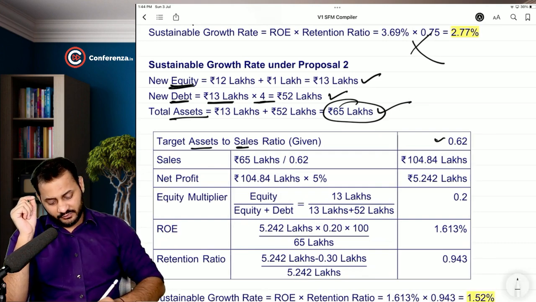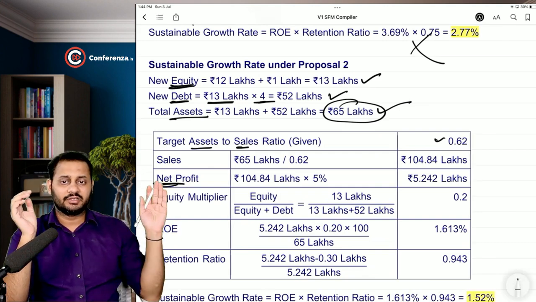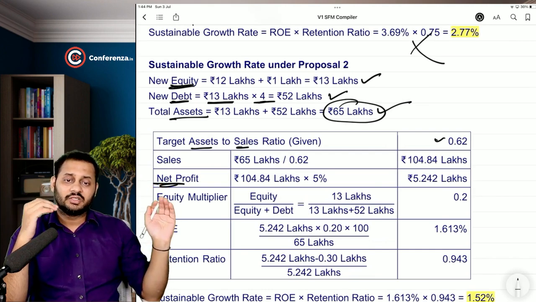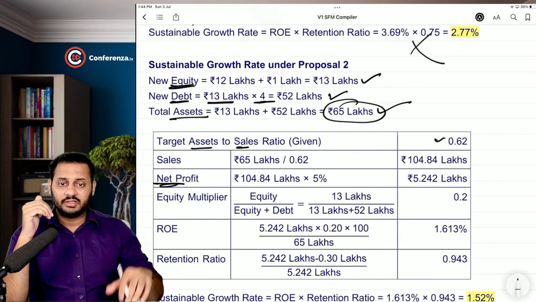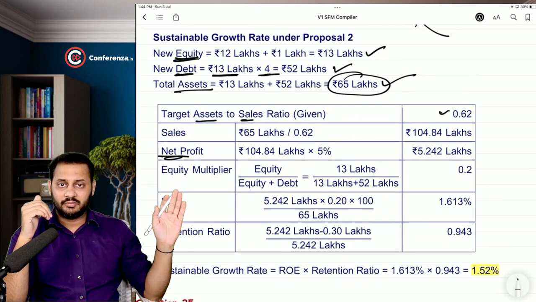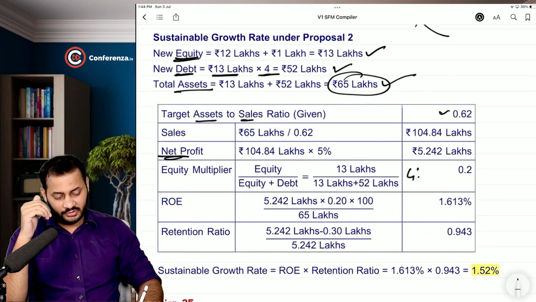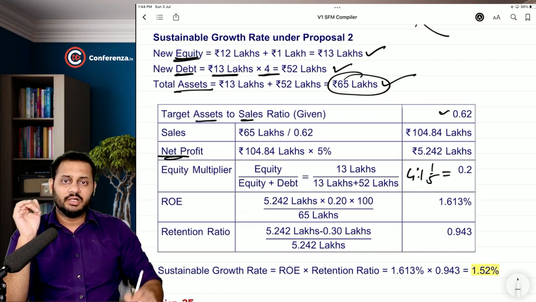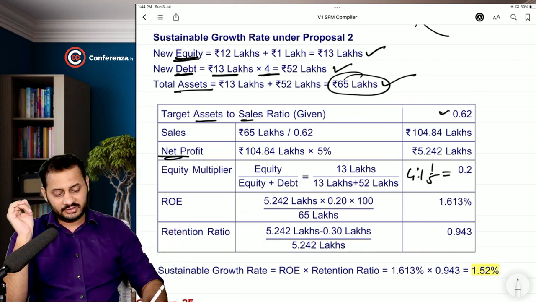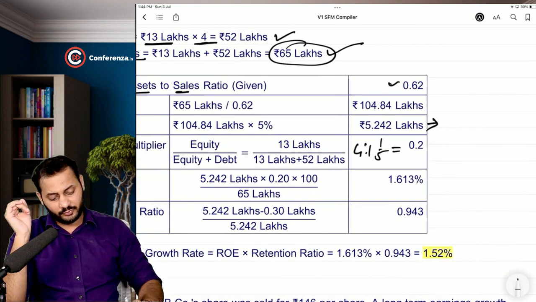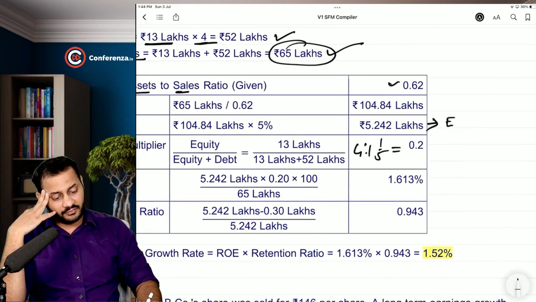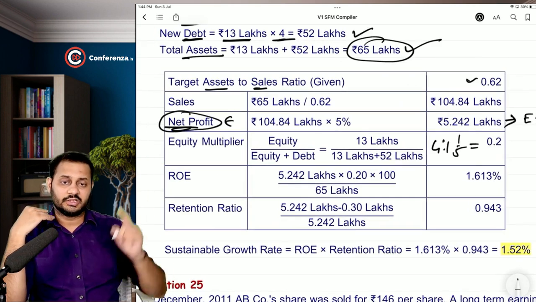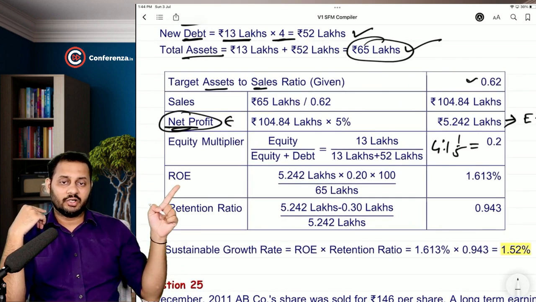Even if you accept things up to this point, after that also there are some variations in the concept. They again calculated the equity multiplier, which is 4:1. If you do 1 by 5, you will get 0.2. Okay, that's fine. But for return on equity, they are considering this 5.242 as the profit for equity and debt, which is wrong. Net profit is only for equity. So conceptually, what they are doing in ROE is wrong.